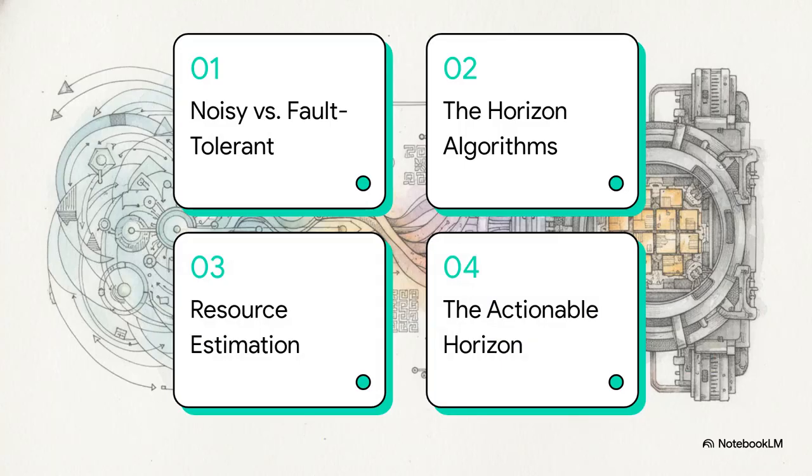Here's our roadmap for this segment. First, noisy versus fault-tolerant errors. Second, the horizon algorithms. Third, resource estimation, which acts as our bridge. And finally, fourth, the actionable horizon.